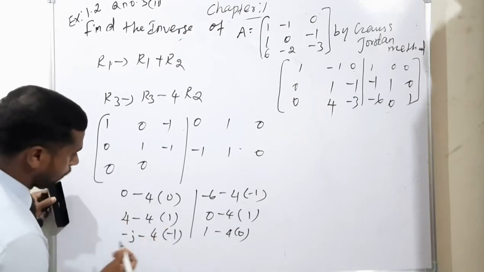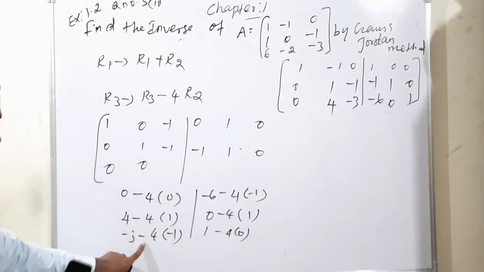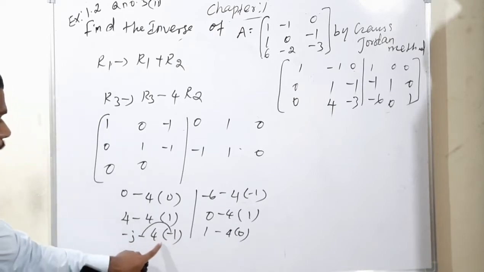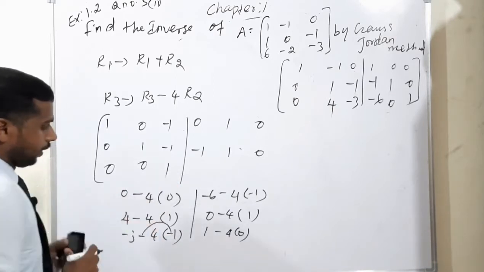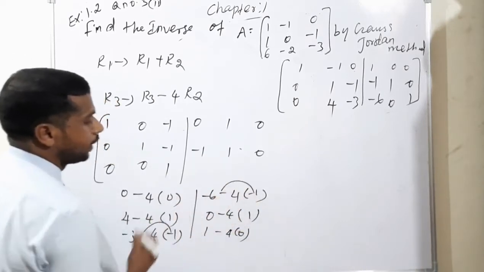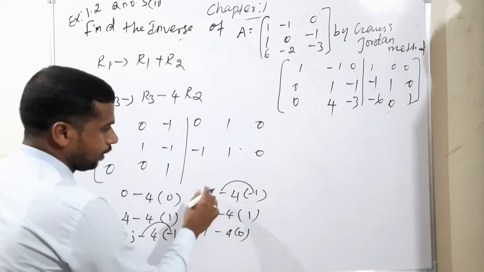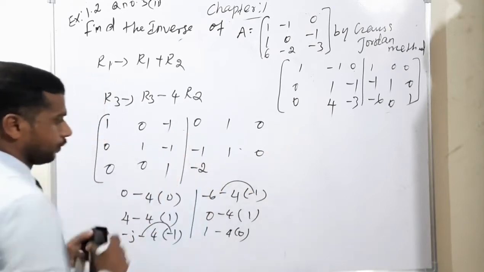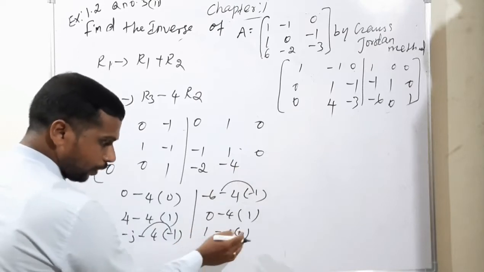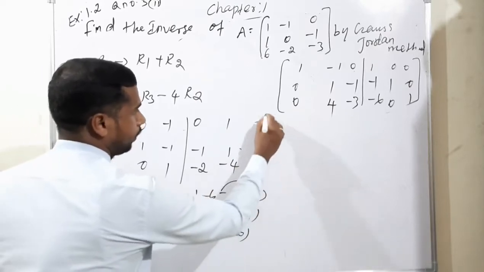Listen very carefully. So here actually minus 3 and plus 4 will come, isn't it? So minus 3 and plus 4 means the value will be 1. Next condition, here minus 6, isn't it? So minus into minus, positive 4. So minus 6, positive 4, so minus 2. Next one, 0 minus 4, minus 4. 1, 4 into 0, 0. Therefore 1 minus 0 means 1 is there.